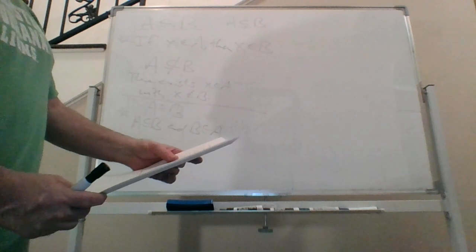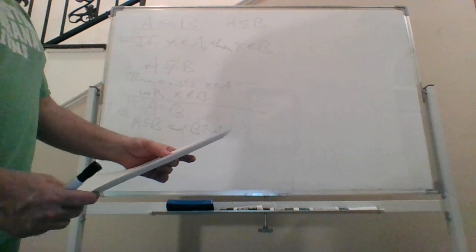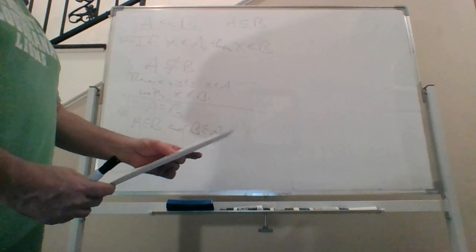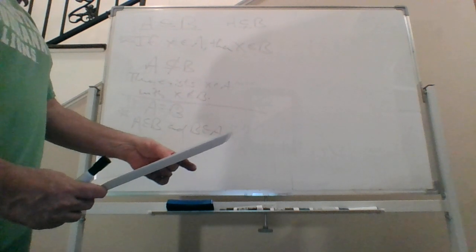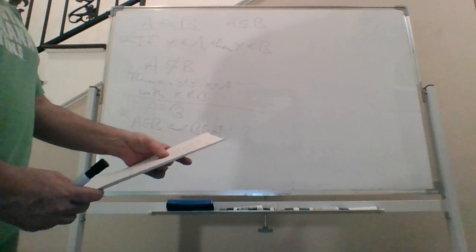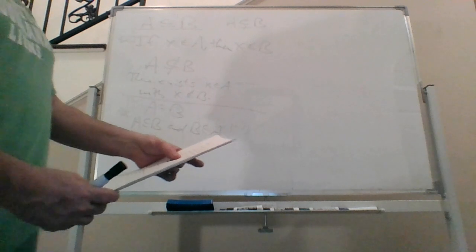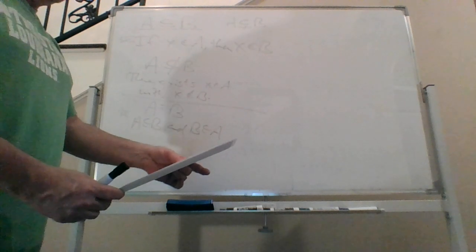Now what about A as a subset of C? It looks like every element of A, 2, 4, 6, is also in C, 2, 4, 6, 8. So A is a subset of C. B subset of C, same thing. Every element of B, 4, 6, 8, is also in C, 2, 4, 6, 8. So B is a subset of C.